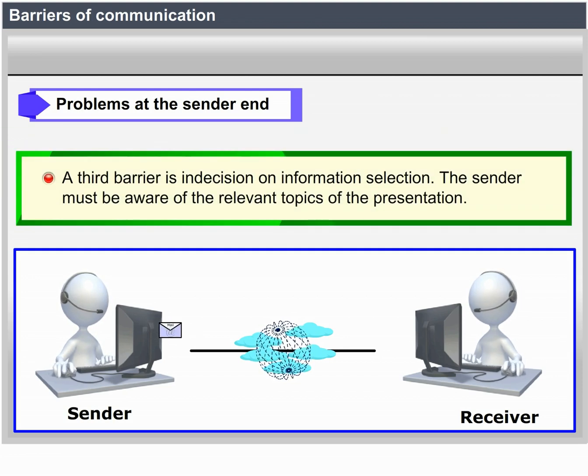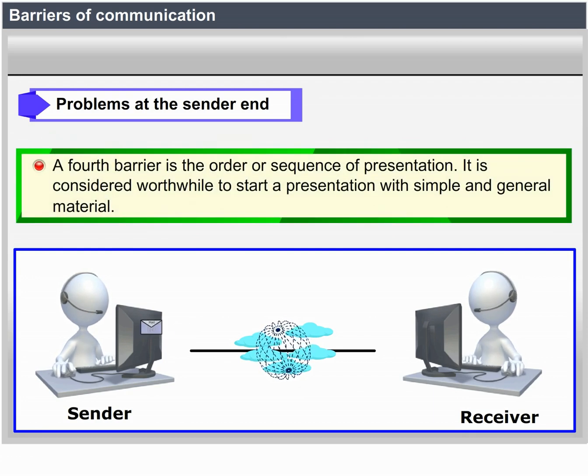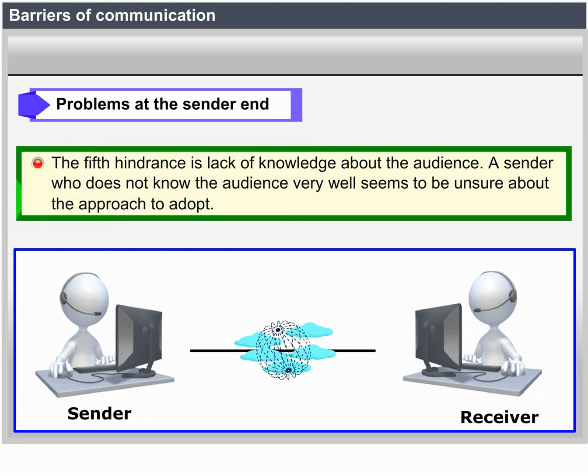A third barrier is indecision on information selection. The sender must be aware of the topics to be included or excluded in a presentation. A fourth barrier is the order or sequence of presentation. It is considered worthwhile to start a presentation with simple and general material. A fifth barrier is lack of familiarity with the audience. A sender who does not know the audience very well is likely to be unsure about the approach to adopt.